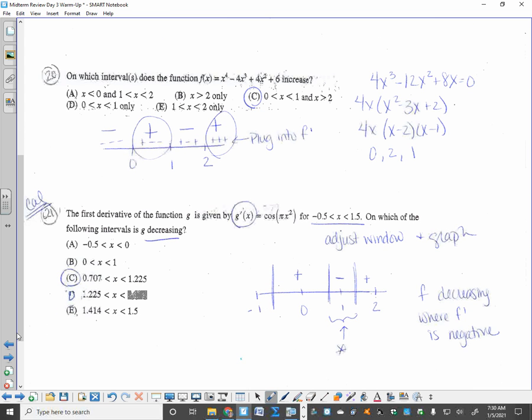Number 20, that's f of x, and this is non-calculator. And I want to know, where is it increasing? So if I want to know where it's increasing, and I don't have a calculator, so I can't graph it, what I'm going to do is base this off of the first derivative. So you can see off to the side, I found the first derivative, I set it equal to 0, and I solved and got my critical values, so 0, 1, and 2.